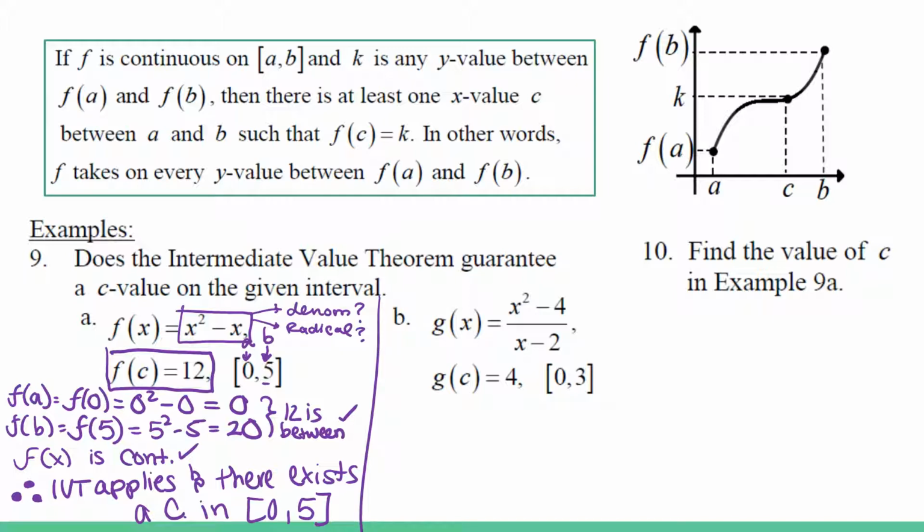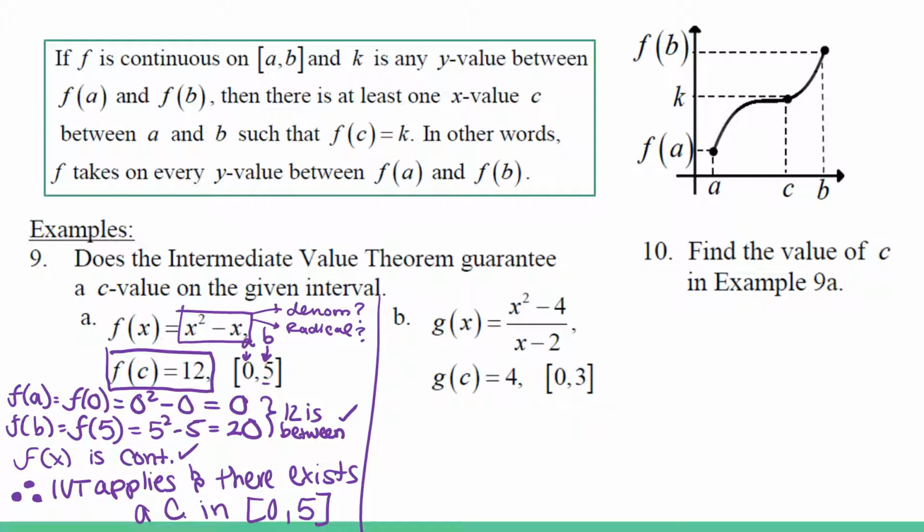All right, now for B, we could do the same approach. We could plug in our new A and our new B, check to make sure G is between it. And then we get on to our third step. Our third step is to check that g of x is continuous. We're going to save ourselves a little time by starting with that step.